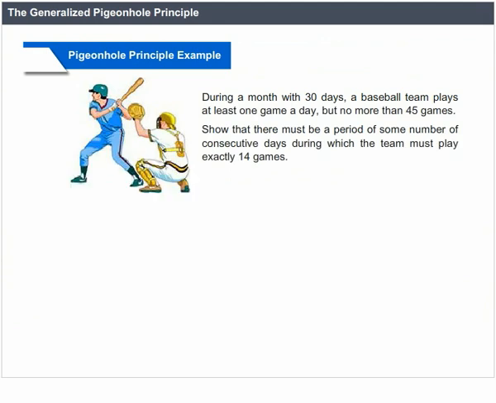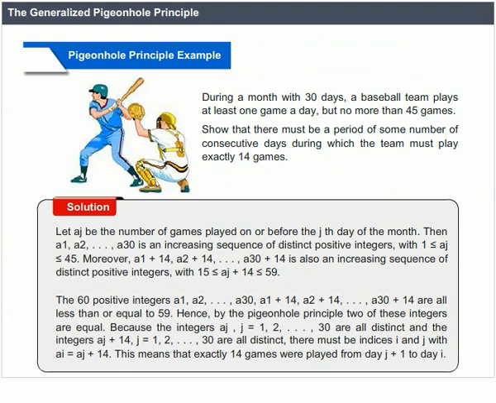During a month with 30 days, a baseball team plays at least one game a day but no more than 45 games. Show that there must be a period of some number of consecutive days during which the team must play exactly 14 games. Solution. Let aj be the number of games played on or before the jth day of the month. Then a1, a2, ..., a30 is an increasing sequence of distinct positive integers with 1 ≤ aj ≤ 45. Moreover, a1 + 14, a2 + 14, ..., a30 + 14 is also an increasing sequence of distinct positive integers with 15 ≤ aj + 14 ≤ 59.